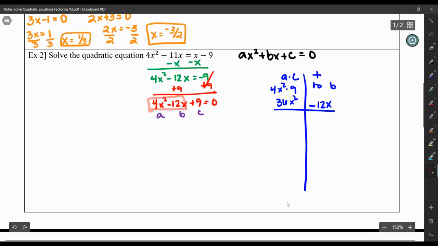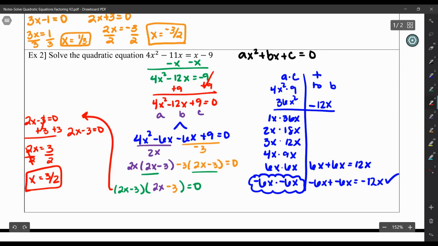Now, 4, 12, and 9 do not have any common numbers to divide out. 4 and 12 do, you can divide out a 4. 12 and 9, you can divide out a 3, but you can't divide something by all 3. So we have to leave 4, 12, and 9 the way they are. So pause the video, see if you can figure out the rest of this on your own.